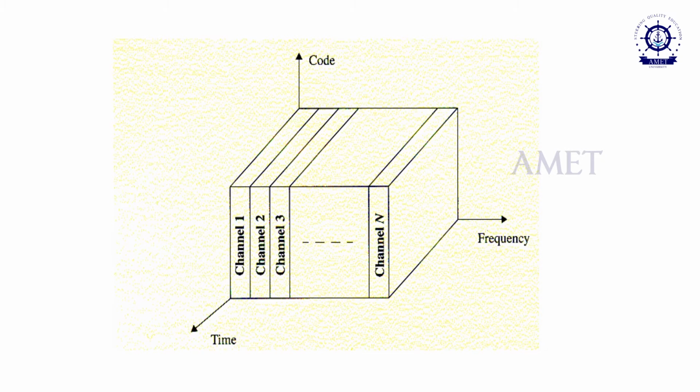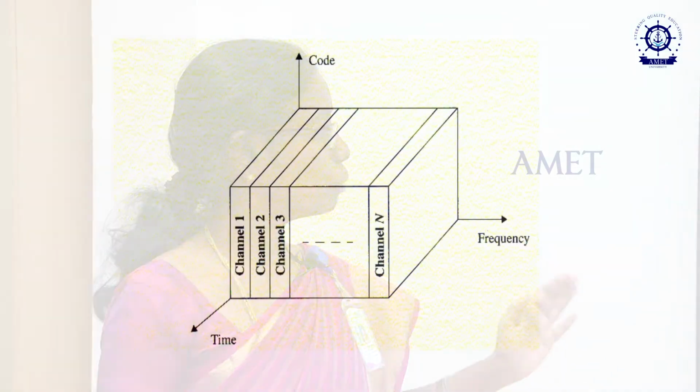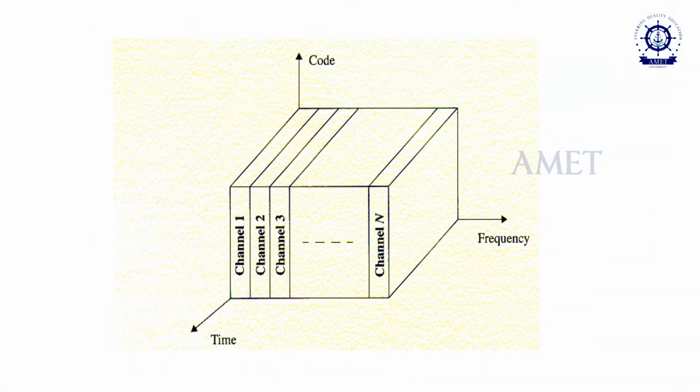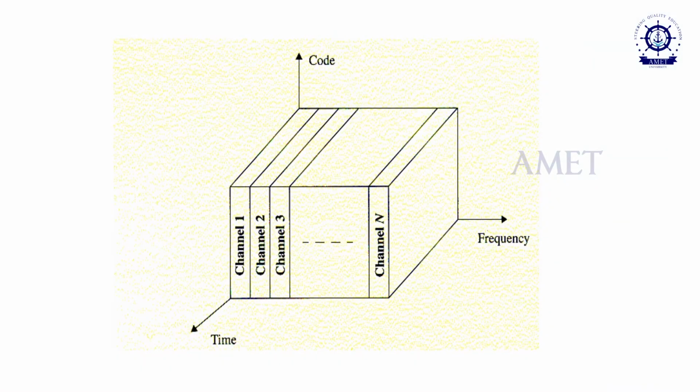The time period is given in the Z axis, the code is given in the Y axis, the frequency is given in the X axis. The frequency bandwidth is divided into different channels. Each channel will be used for different users. In between, Broadbands will be there, that is not given in this figure. So here the code and time are kept constant, only the frequency is separated into slots. So the other two parameters are kept constant.